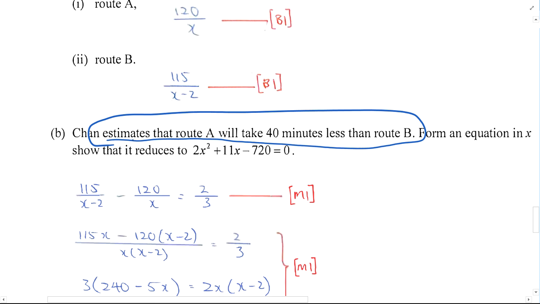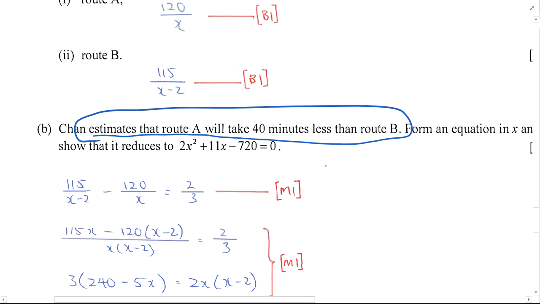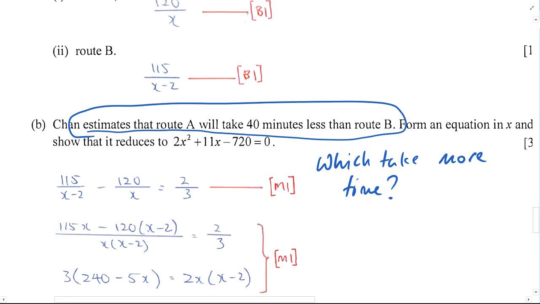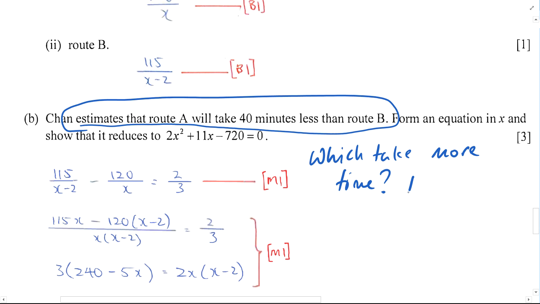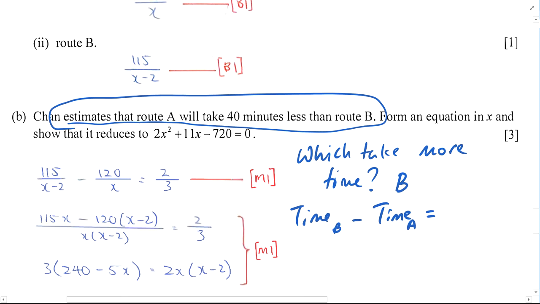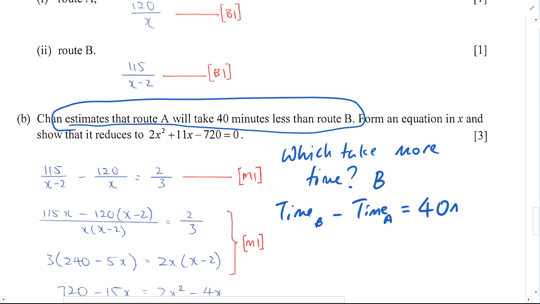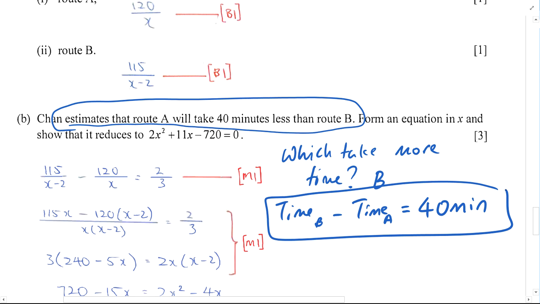Root A will take 40 minutes less than root B. Which root takes more time? Which one? A or B? B, right? Okay, so B. B takes more time. So time B minus time A must be equals to how long? 40 minutes. Does this make sense to you? Time B minus time A, the bigger time minus the smaller time, you must get the difference, which is 40 minutes.